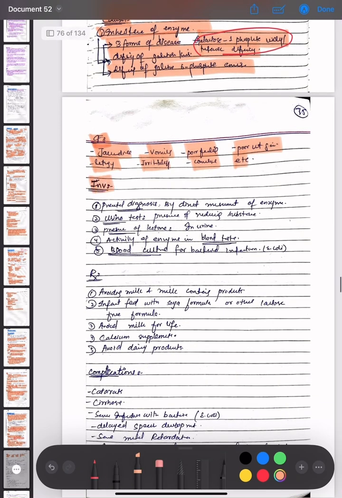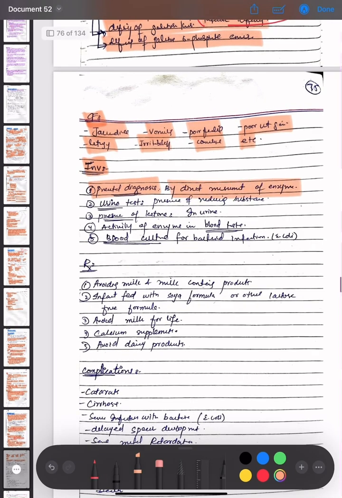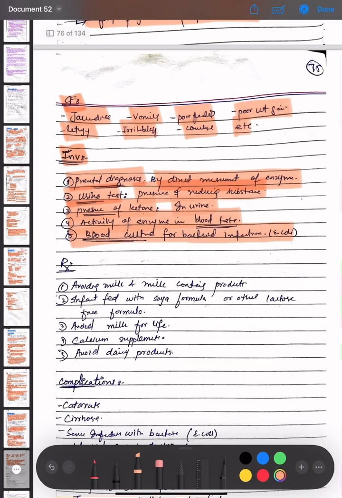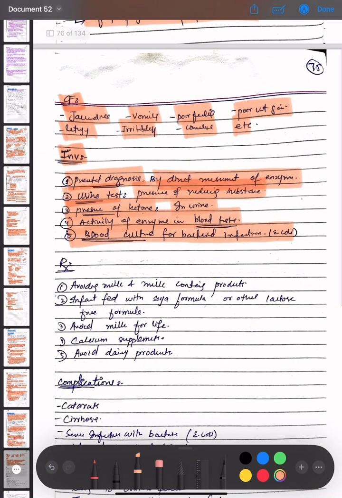So the investigation options for this defect are prenatal diagnosis by direct measurement of the enzyme, then a urine test for the presence of reducing substances and ketones in urine, the activity of the enzyme in a blood test, and a blood culture for bacterial infection. These are the tests which are done for diagnosis and investigation.